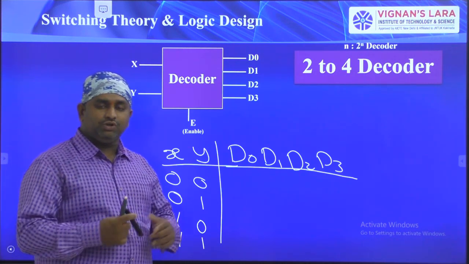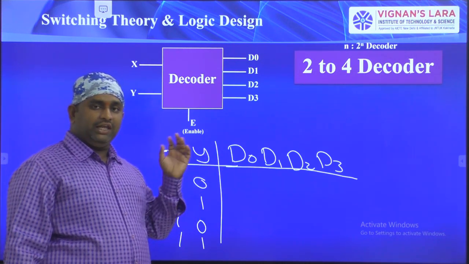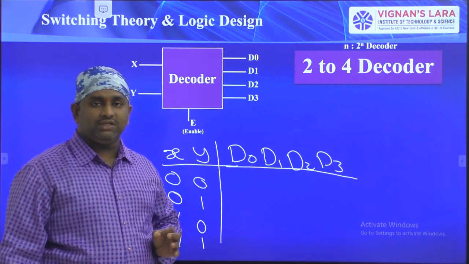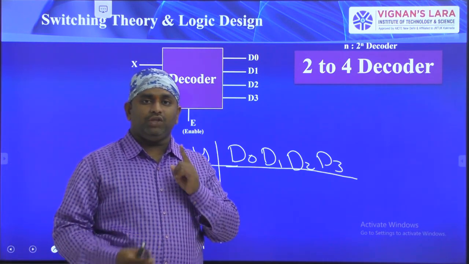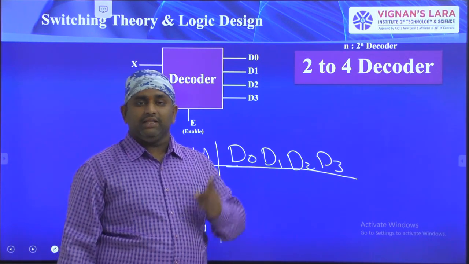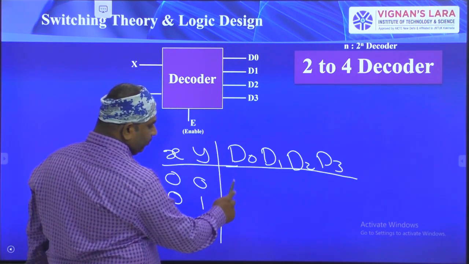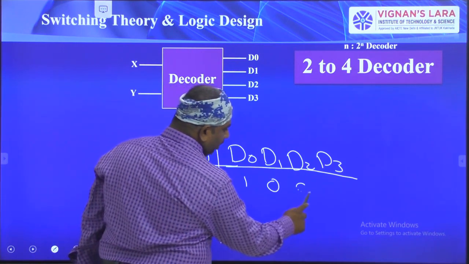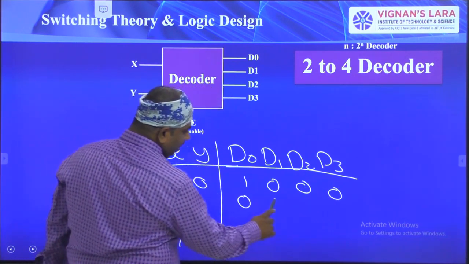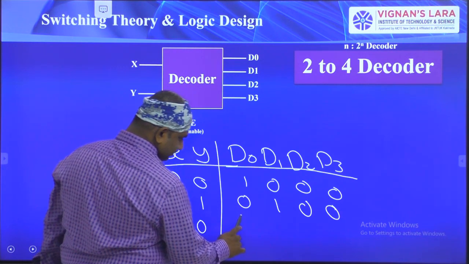So what is the condition of decoders? Decoders are such that any one of the outputs is in the active state and the remaining outputs are in the off state. That means any one of the outputs is going on and all the remaining are off. So this is one example.